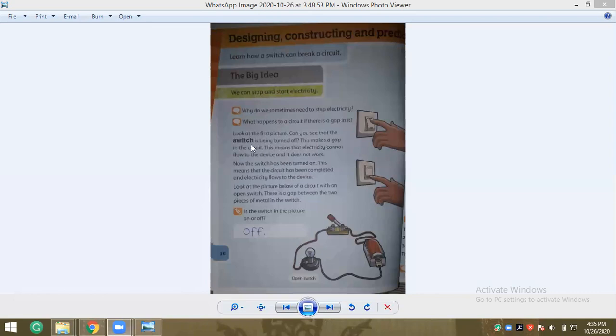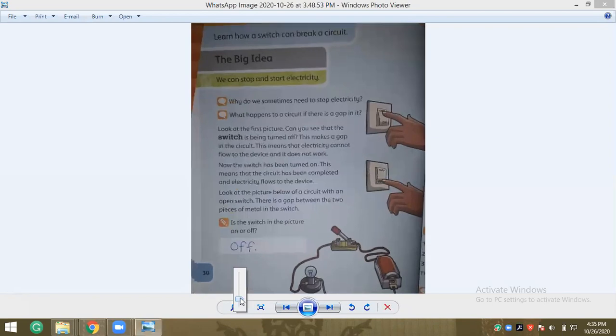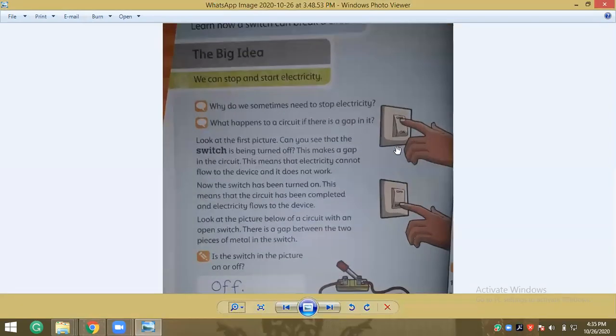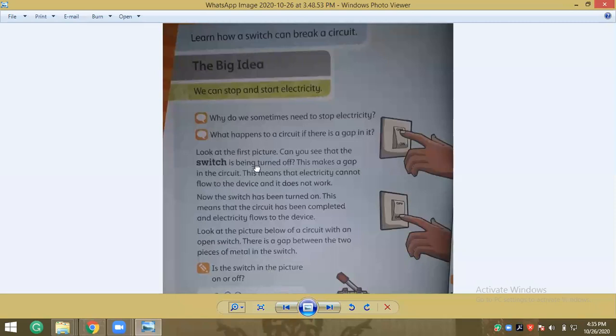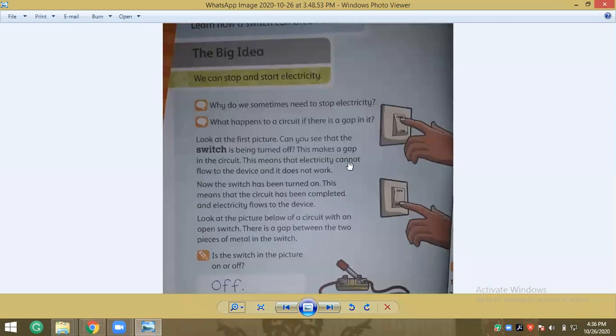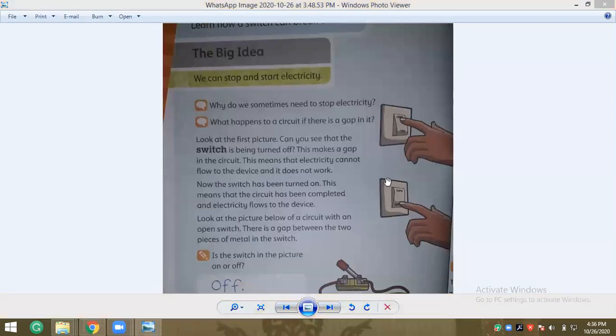We are going to discuss page 30, which is about designing, constructing and predicting. Learn how a switch can break a circuit. The big idea is we can stop and start electricity. You can see here on the right side, there is a way you can switch on and switch off. Page 30. So in this way, you can switch it on and off, right?